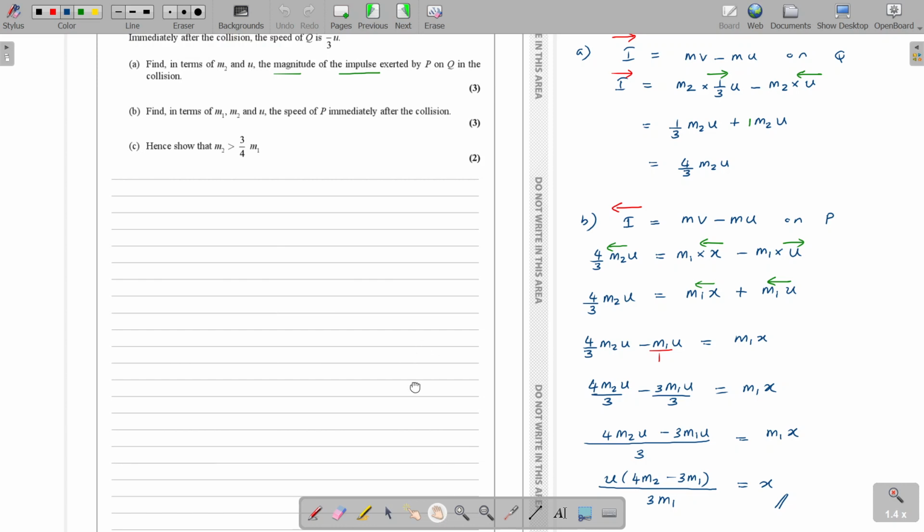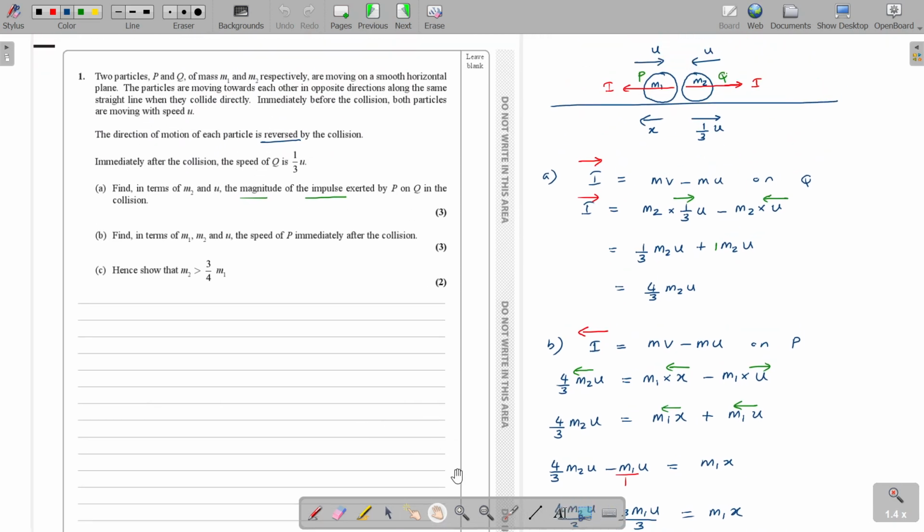Okay, so moving on to the next part, there's a hence. So when they use the word hence, it means what? Hence means use the help of the above part. So use the help of part B, part A. Hence show that m2 is greater than 3 over 4 m1. Okay, how do we show that m2 is greater than 3 over 4 m1?